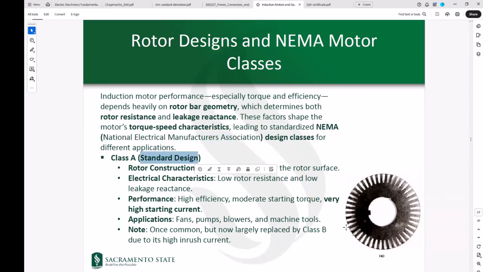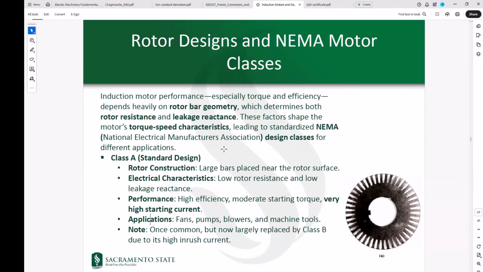This is showing a schematic of that. Rotor construction is such that large bars are placed near the surface. In terms of electrical characteristics, we have low rotor resistance, low leakage reactance. So in terms of performance, it has higher efficiency because of low rotor resistance. And it can provide a moderate starting torque, but it has very high starting current. So that's a drawback. The applications are in fans, pumps, blowers, and machine tools.